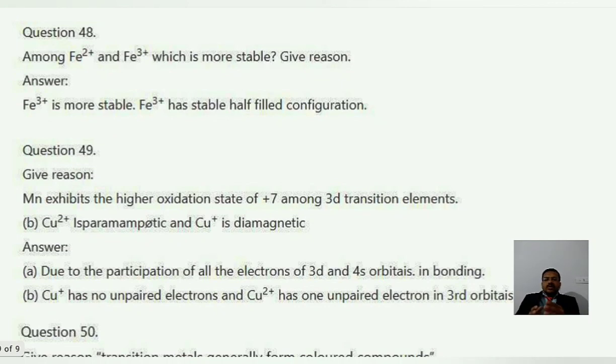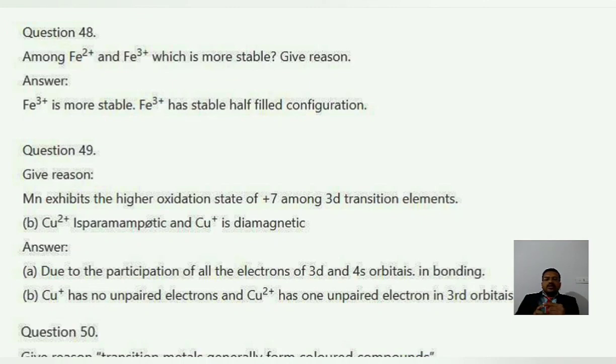Question number 48, among Fe2 plus and Fe3 plus, which is most stable, give reason. So if you see such a question, the first thing you have to do is write the electronic configuration of Fe2 plus and Fe3 plus. So Fe3 plus is most stable. It is because Fe3 plus has got stable half-filled configuration. So if you write the configuration of Fe3 plus, you can see that it is 3d5.